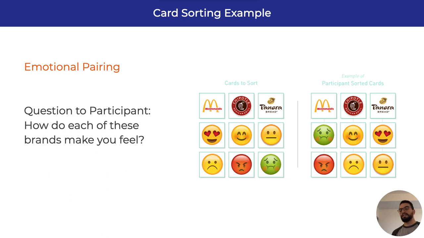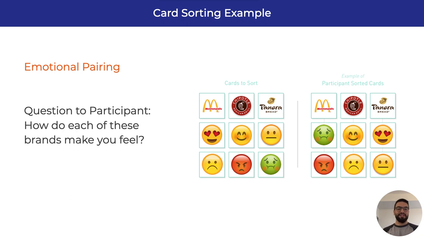And then the next example is emotional pairing. So the question here that we'd ask your user is, how does each of these brands make you feel? And you show them a list of brands and try to figure out how they would categorize some of the feelings. So over here, in this case, people feel angry or grossed out by McDonald's. There's Chipotle, people love it and maybe hate it or are mad at it. Panera Bread, people love that, or maybe are neutral about it.